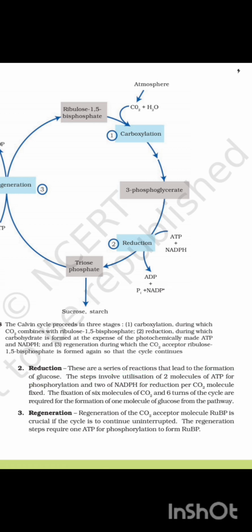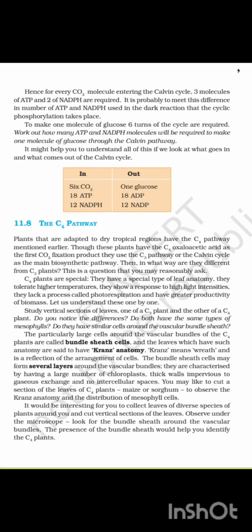Second, reduction. These are a series of reactions that lead to the formation of glucose. This step involves utilization of 2 molecules of ATP for phosphorylation and 2 of NADPH for reduction per carbon dioxide molecule fixed. The fixation of 6 molecules of carbon dioxide and 6 turns of the cycle are required for the formation of 1 molecule of glucose from the pathway. Regeneration of the carbon dioxide acceptor molecule RuBP is crucial if the cycle is to continue uninterrupted. The regeneration step requires 1 ATP for phosphorylation to form the RuBP. Hence, for every carbon dioxide molecule entering the Calvin cycle, 3 molecules of ATP and 2 NADPH are required.